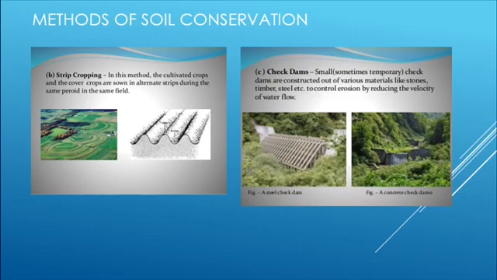Next method we can adopt is the check dams. Small check dams are constructed out of various materials like stones, timber, steel, etc., to control erosion by reducing the velocity of water flow. This method is particularly adopted in those areas where the rainfall is heavy, torrential in nature during the rainy season, and the barrages are not there. That is why check dams have been constructed to prevent soil erosion, particularly to control the floods in that area.